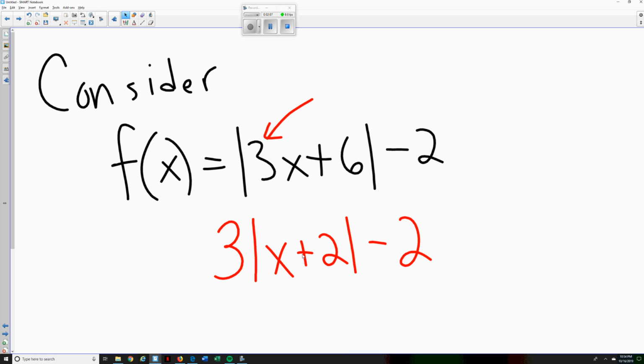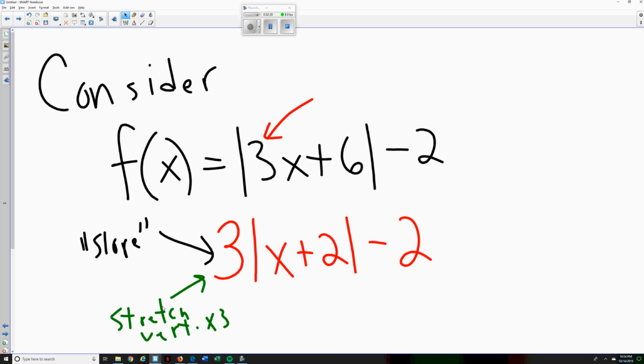And so now we have several transformations here. Remember, our 3 is the slope, but what that transformation does is stretch vertically times 3. Notice I put slope in parentheses because it has two directions. We also go left 2. Remember, it acts opposite when it's inside the parentheses. And we go down 2.